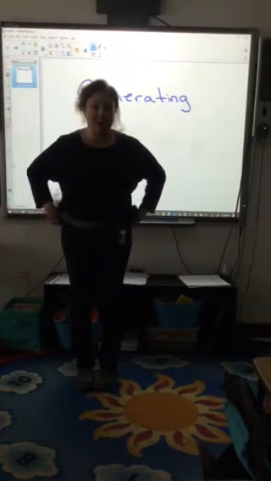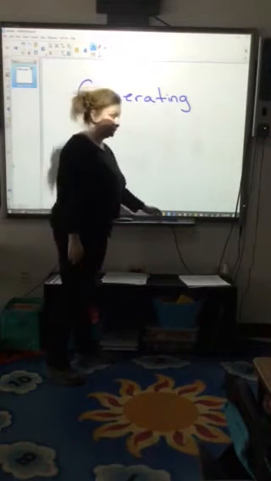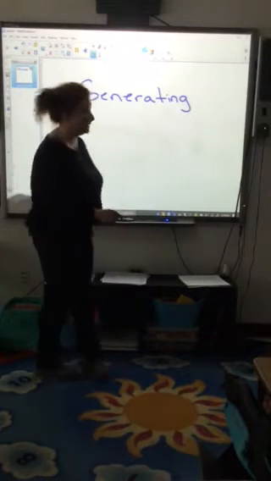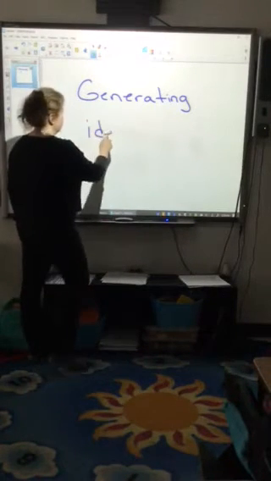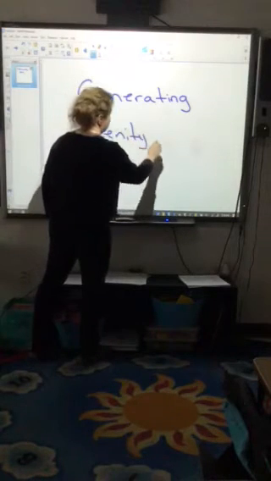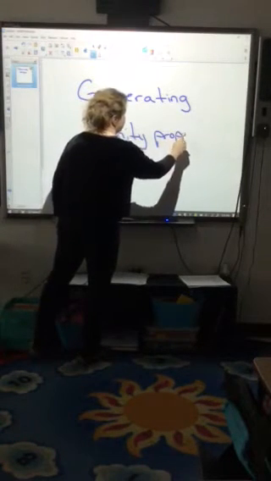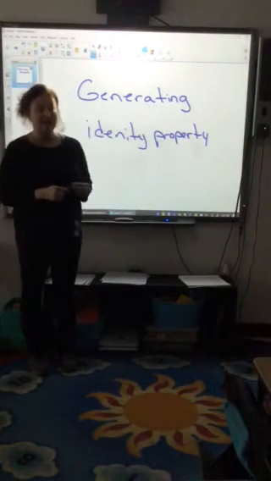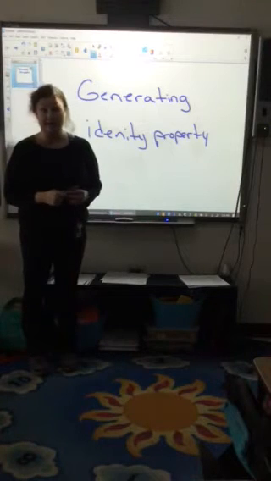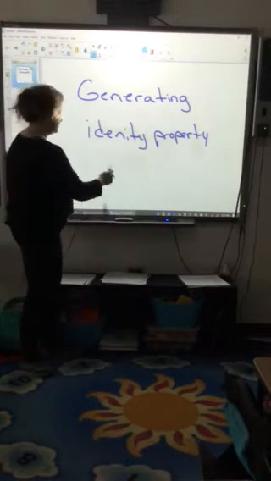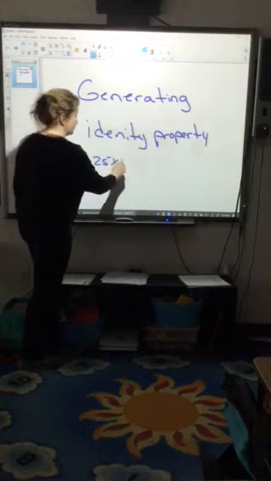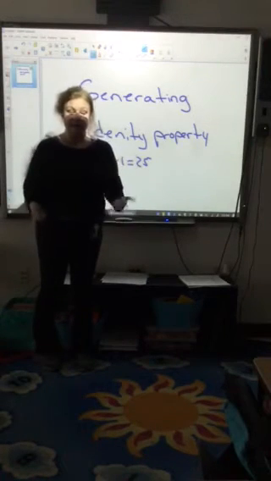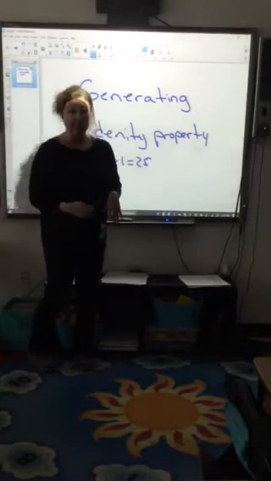So we're going to talk about generating fractions. For example, we know that the identity property tells me that anytime I multiply a number by 1, I get that number. So if I multiply 25 times 1, I get 25. If I multiply 1,000 times 1, I get 1,000. 1,000,000 times 1, I get 1,000,000.